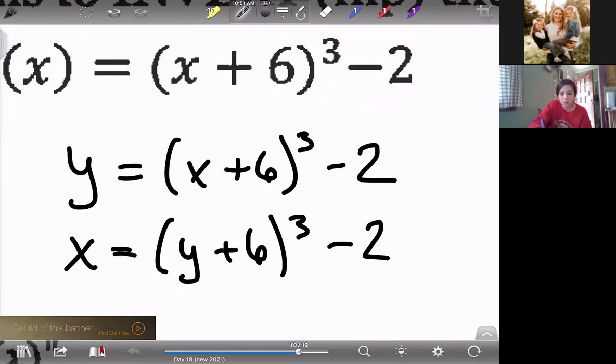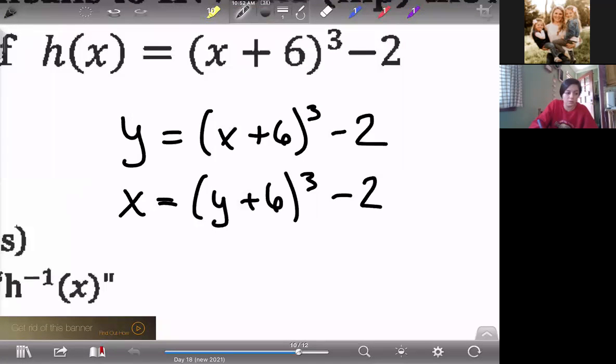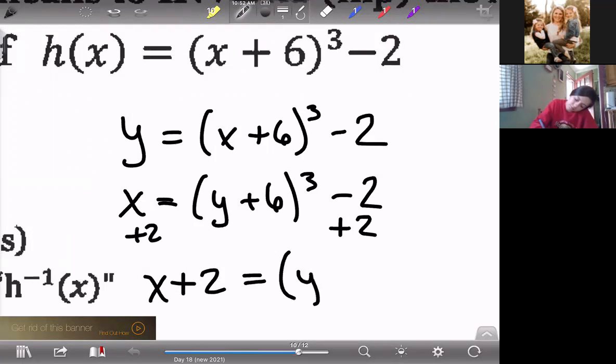And now I want to solve for y. What should I do first? Yep, get the 2 and move it. I'm going to add 2 to both sides. So x plus 2 on the left-hand side equals y plus 6 to the 3rd power.